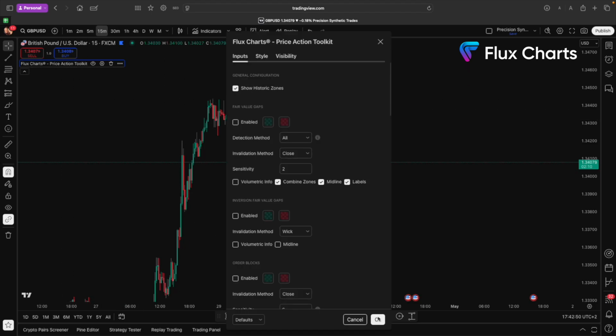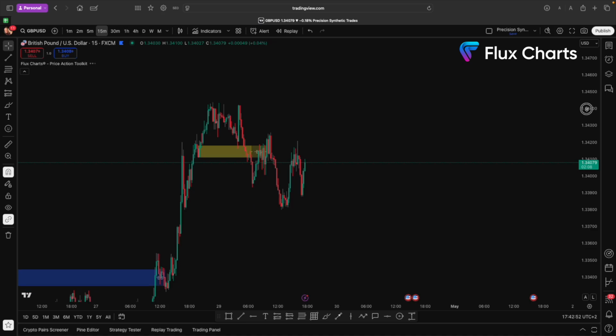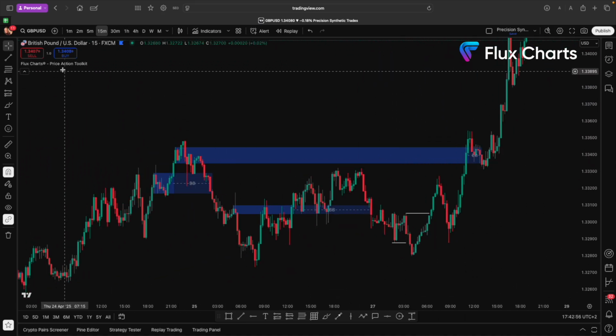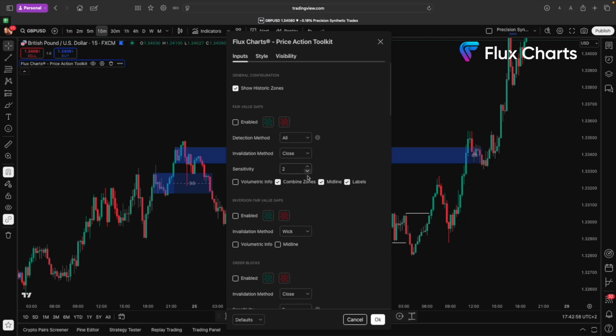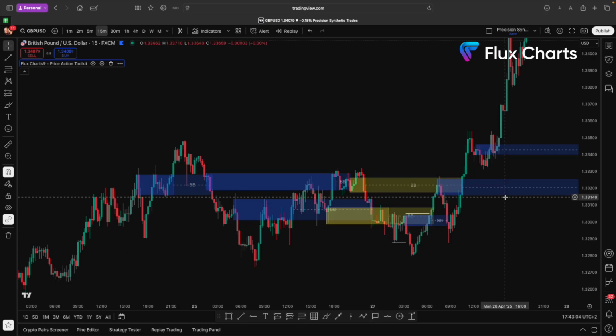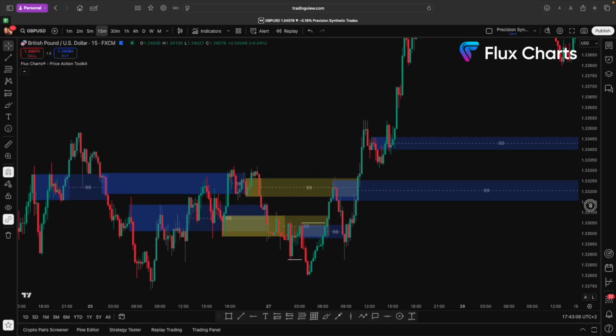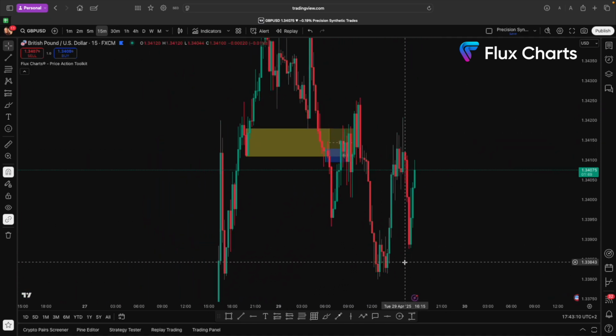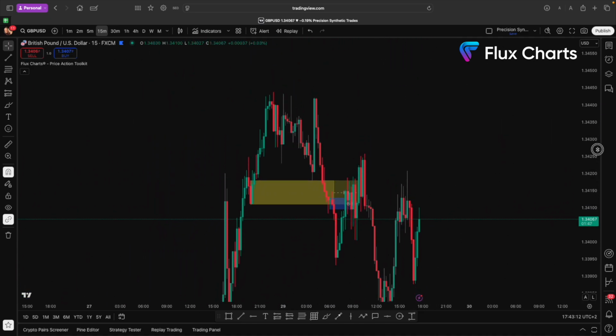Show historic zones, then it will show all the other ones. There we go. So here's a nice example. Let's just put it on 3 again, like how it was. There we go. And now you can see it's plotting out breaker blocks.